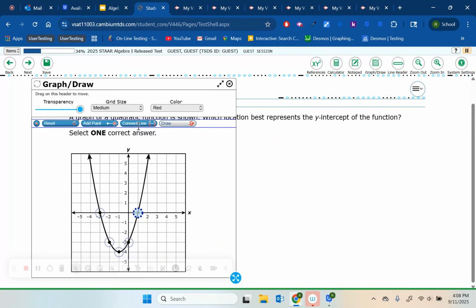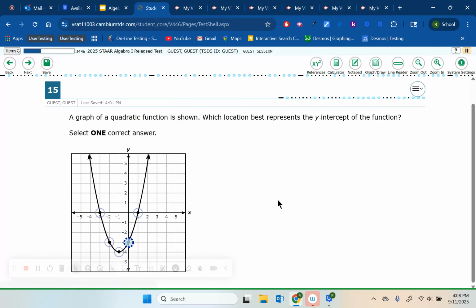And a y-intercept, this is my y-intercept. This is where this graph crosses the y-axis, get it? So my answer is this one. Dun, dun, dun. And that's as hard as this test gets.